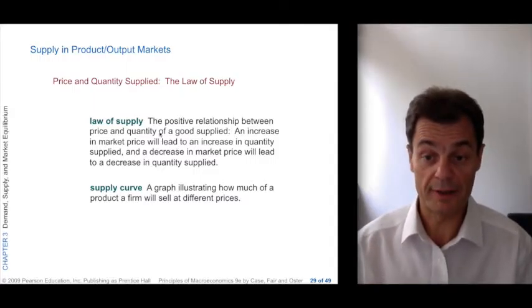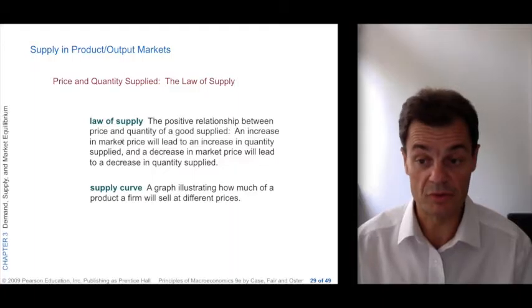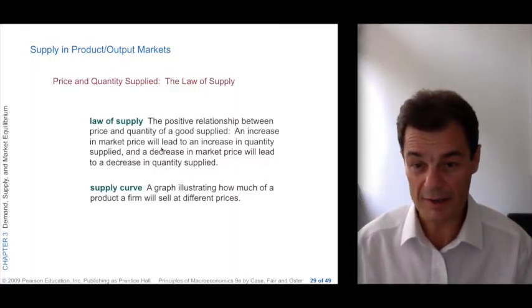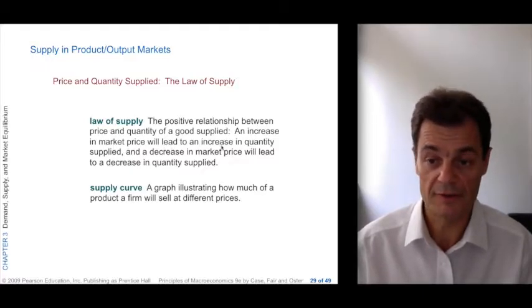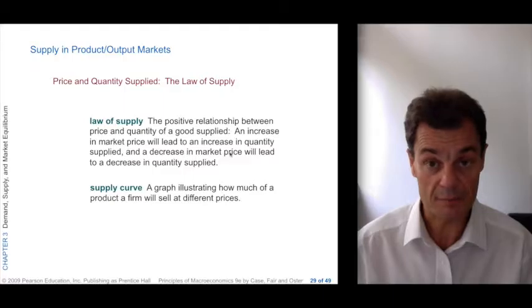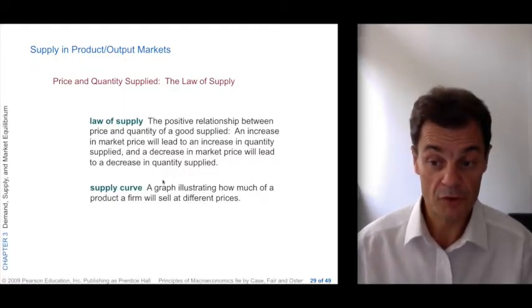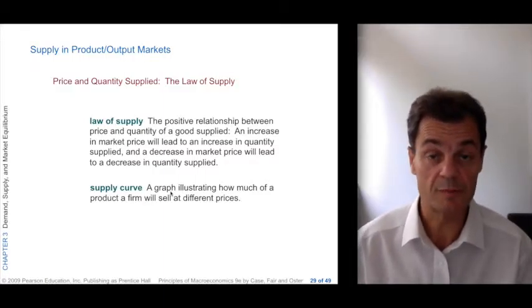The law of supply is a positive relationship between price and quantity of product supplied. An increase in market price will lead to an increase in quantity supplied, and a decrease in market price will lead to a decrease in quantity supplied. The supply curve, which is the graph illustrating that relationship, will make it very clear.